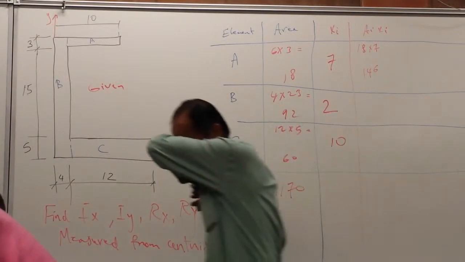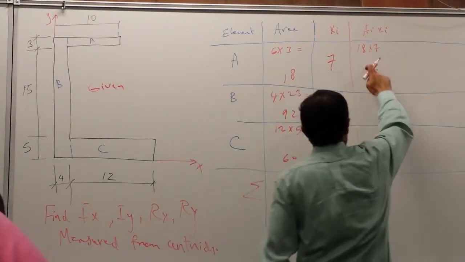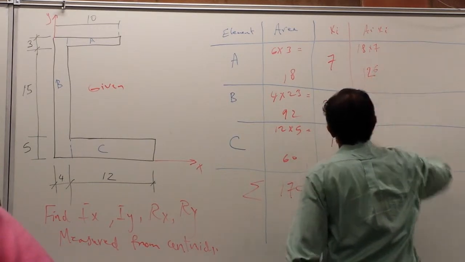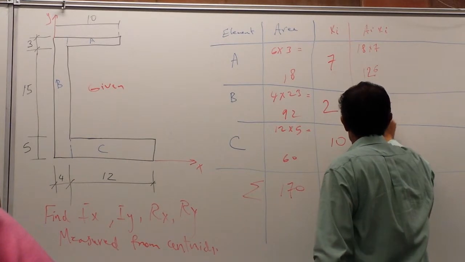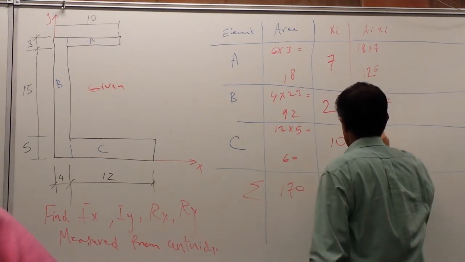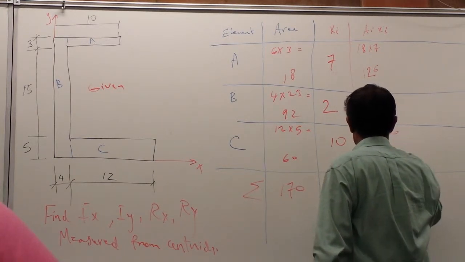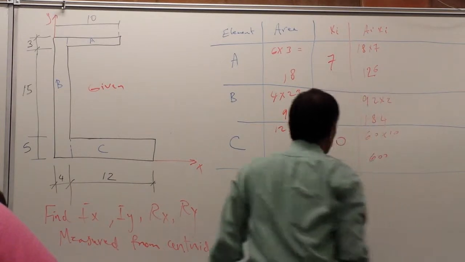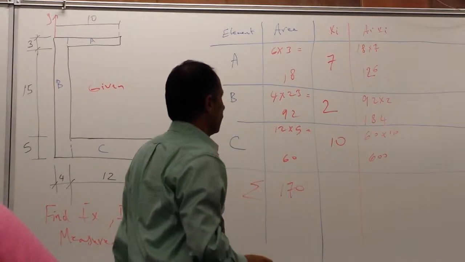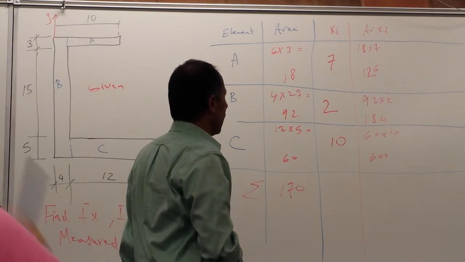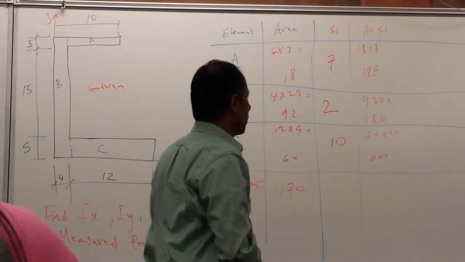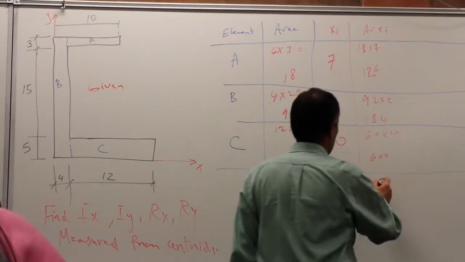146? 126. 26. 92 times 2: 184. 60 times 10: 600. Total: 910.